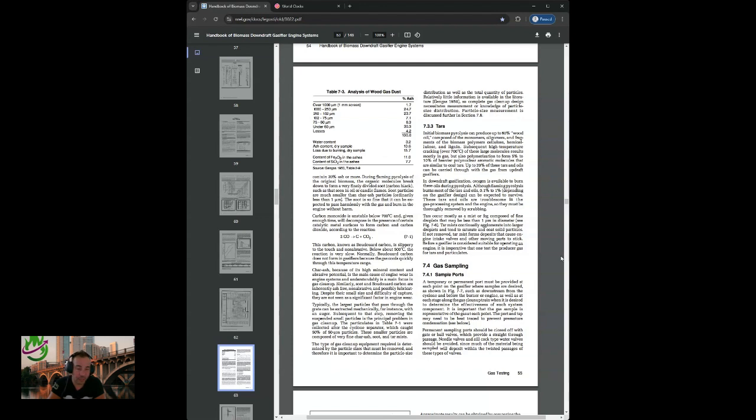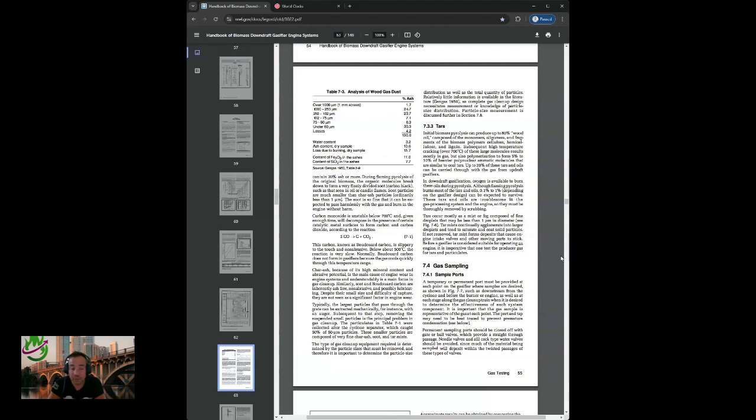In downdraft gasification, oxygen is available to burn these oils during pyrolysis. Although flaming pyrolysis burns most of the tars and oils, 0.1% to 1%, depending on the gasifier design, can be expected to survive. These tars and oils are troublesome in the gas processing system and the engine, so they must be thoroughly removed by scrubbing.